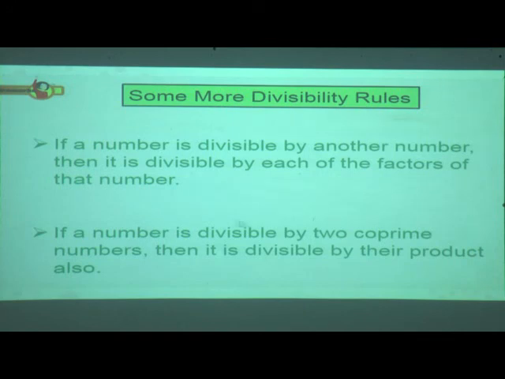If a number is divisible by two co-prime numbers, then it is divisible by their product. We are going to see co-prime numbers in detail. If two co-prime numbers are there, then the number is divisible by their product, meaning whatever answer we get after multiplication.